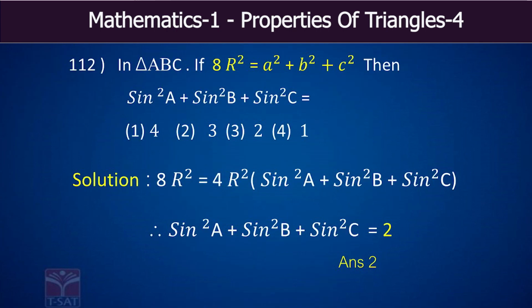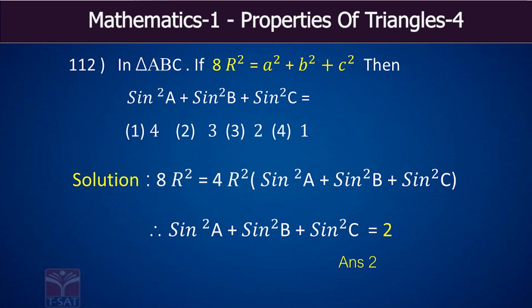Question 112. In triangle ABC, if 8R square is equal to a square plus b square plus c square, then sin square A plus sin square B plus sin square C is equal to: options 1) 4, 2) 2, 3) 3, 4) 1. So 8R square is equal to, you write sin square A plus sin square B plus sin square C, that is 4R square into sin square A plus sin square B plus sin square C. So therefore sin square A plus sin square B plus sin square C is equal to 2.